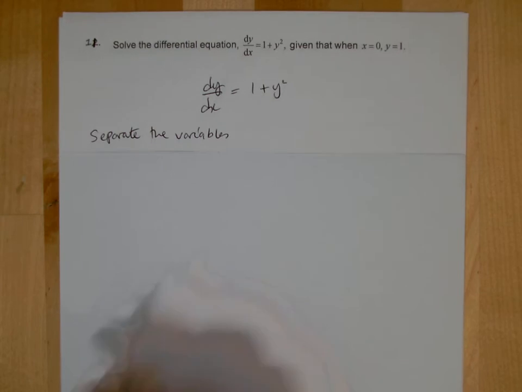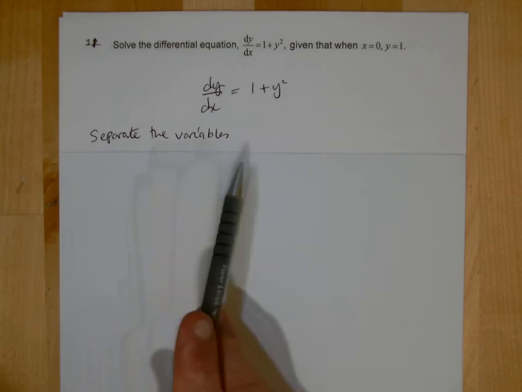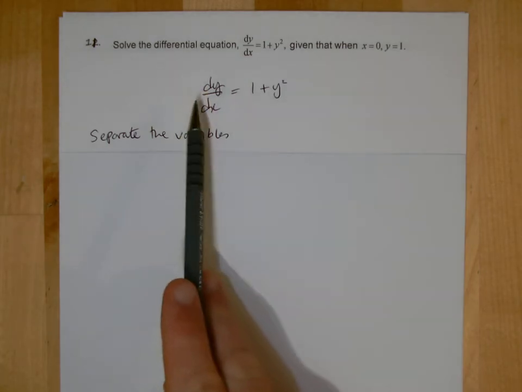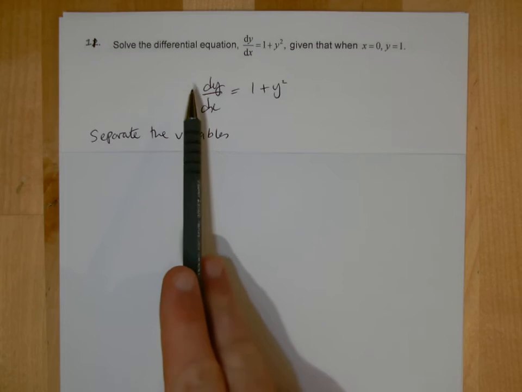Okay, so solve the differential equation here. dy dx equals 1 plus y squared. So we're going to separate the variables, all right? There's no terms here next to dy dx. Okay, so it's just 1 here, yeah?